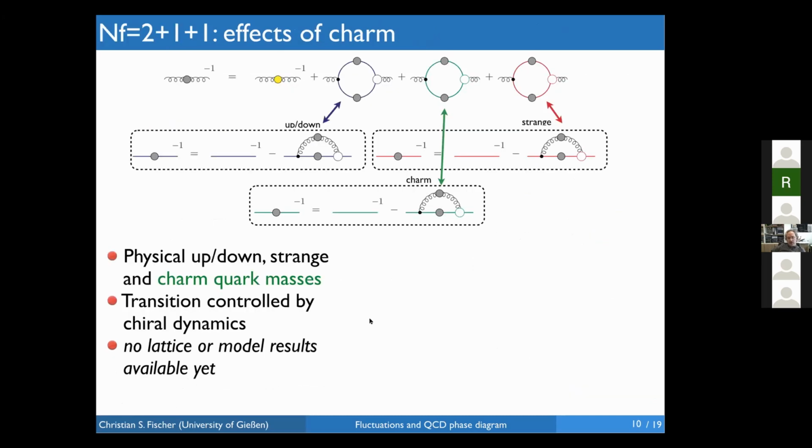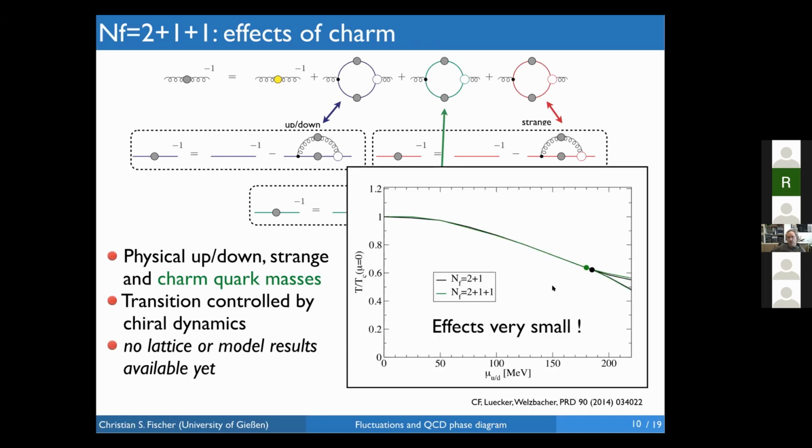Now, I said we can do the same calculation also for the charm quark, and this is what we did. So this is now a 2 + 1 + 1 calculation, and as far as I know, this is the only 2 + 1 + 1 calculation available so far. With probably expected results, the effects are very, very small. So what you see here is the 2 + 1 compared to the 2 + 1 + 1, and you see a slight movement of the critical endpoint, but this is definitely within the error bar of the calculation. So within these errors, you would actually conclude that there is almost no effect.